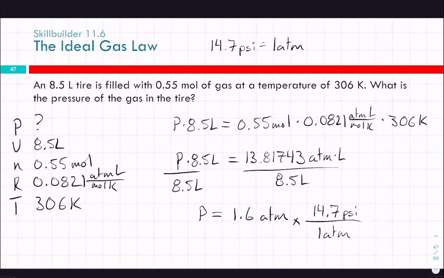They still need to air up their tire. That's only 23 point, well, because of sig figs, 24 PSI. Unless they're racing and they're keeping it flat so that the tire pressure goes up when it heats up.